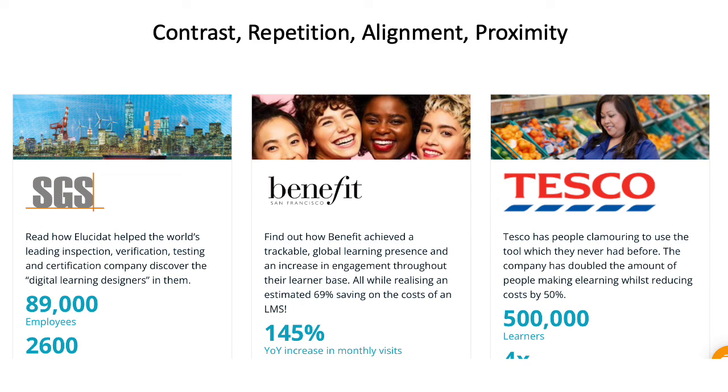And proximity. The text in the paragraph is in close proximity to the name of the company, so we know that there's that connection there. The numbers, the data, are in close proximity to the text. All of that is packed together in one little unit, which tells the viewer all of that is connected. So a great example of all four visual elements.